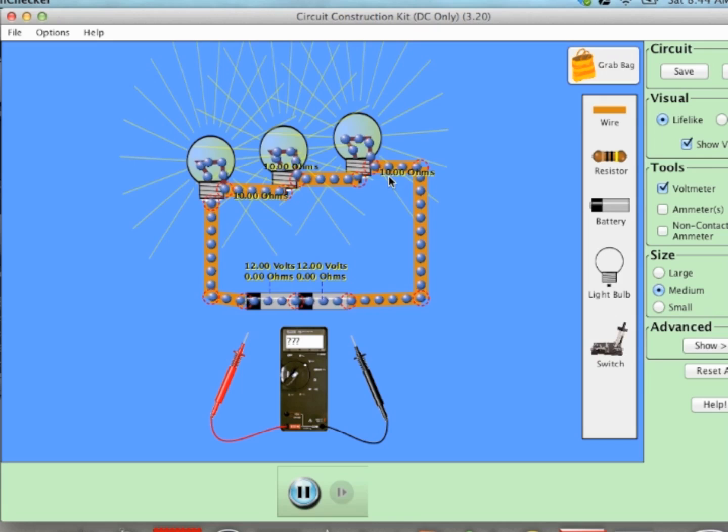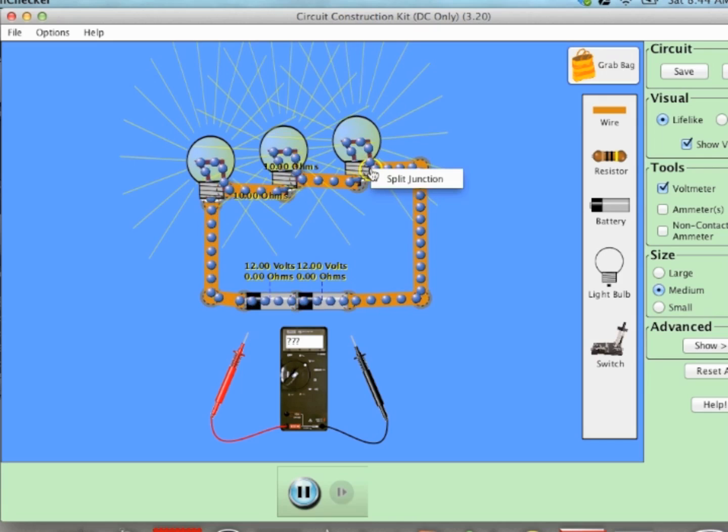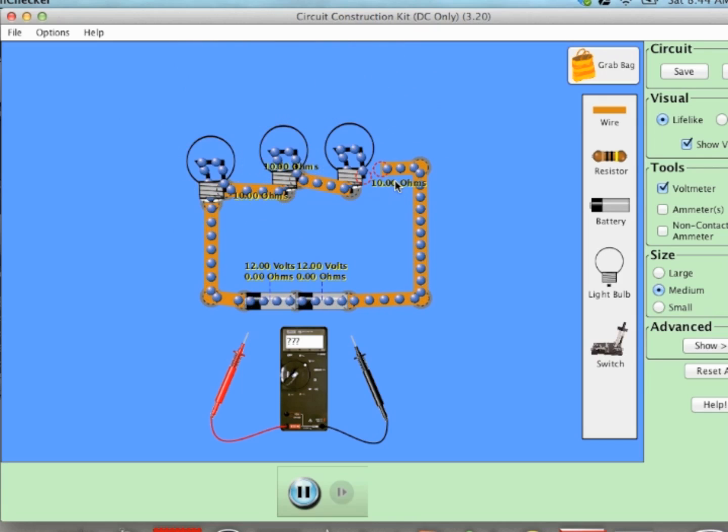Notice what happens if I interrupt the circuit. Since this is a series circuit, and if I split the junction, everything goes off. Everything goes off. This is the disadvantage of series circuits. So let's reconnect that there.